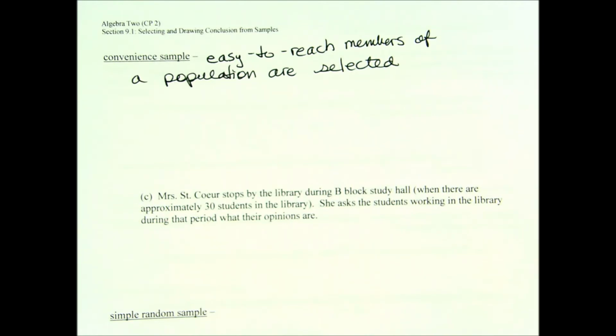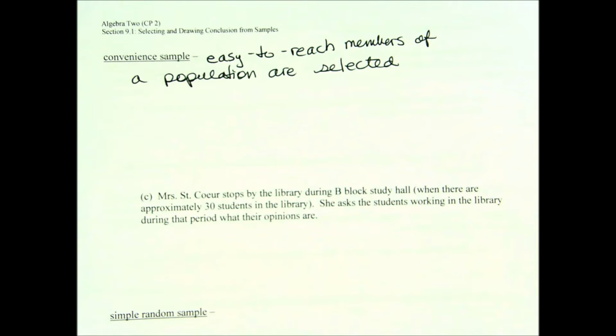Well, there can be all sorts of issues with creating a sample this way. If she's just going to the library during B block, maybe B block is the period that chorus meets. So any students who are in the chorus would not be included in this particular sample. Those students would be what we say underrepresented. Maybe the people who are in that particular B block study hall in the library are just sophomores, juniors, and seniors. Maybe the freshmen don't know about going to the library and don't go to the library. And if that's the case, then the freshmen would be underrepresented here.